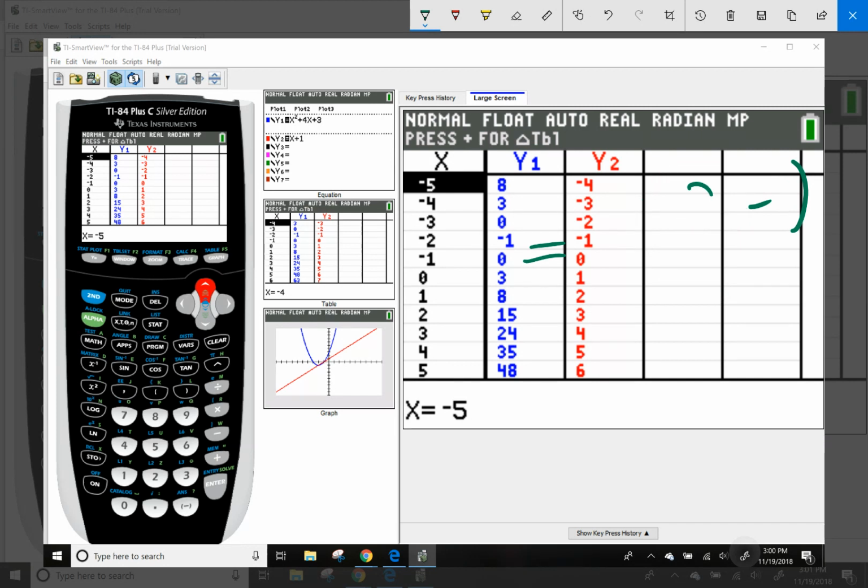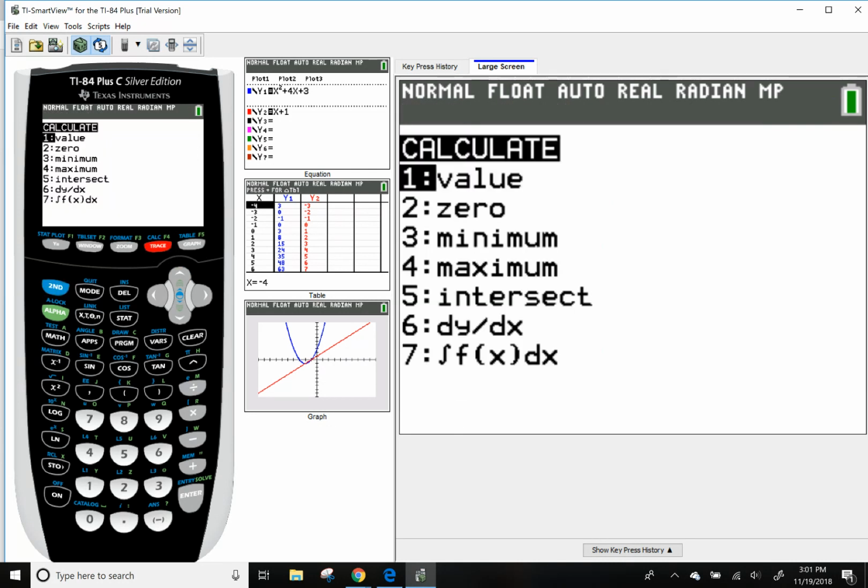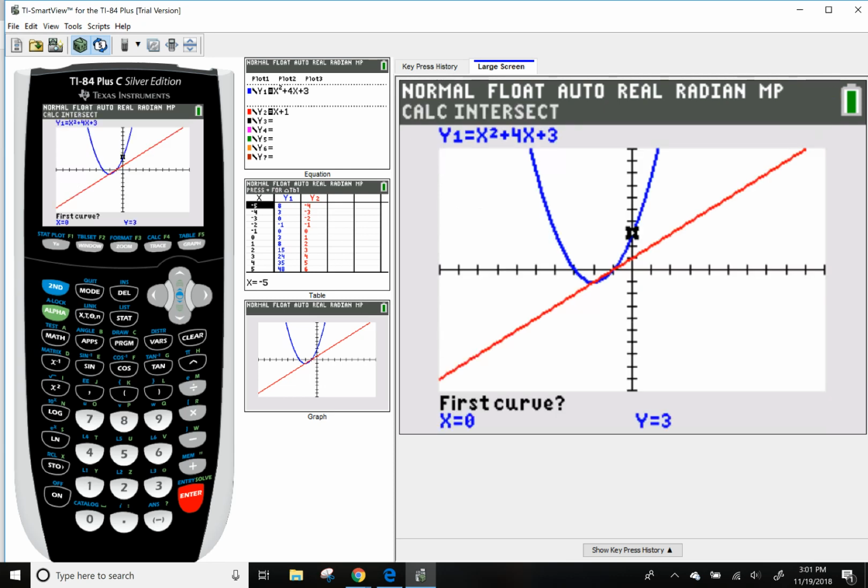-2, -1, and -1, 0. The other thing you can do, just to show you for future reference, is go back and hit second, trace, and select the intersect option, and you can have the calculator guess.